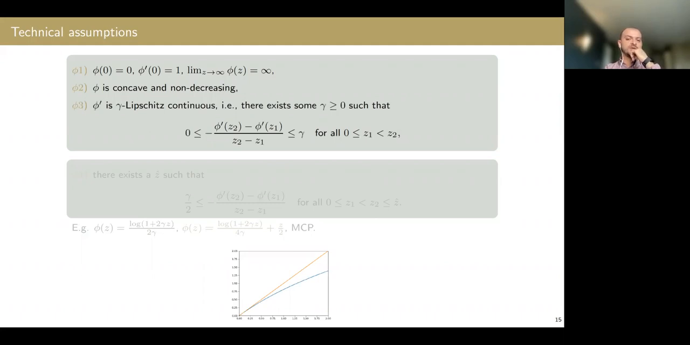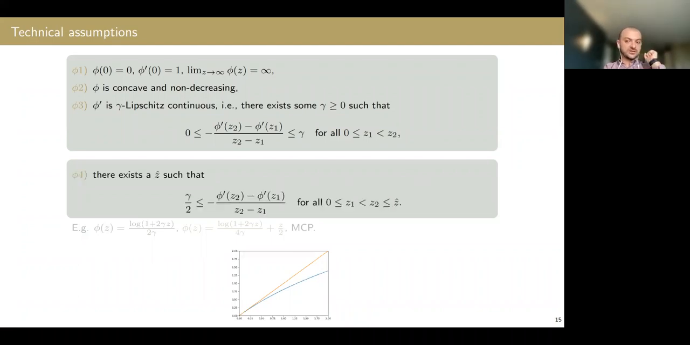So there exists a gamma bigger than or equal to 0, such that 0 is less than or equal to minus (phi prime z2 minus phi prime z1) divided by (z2 minus z1), which is less than or equal to gamma, for any z1 strictly less than z2. Okay, so the phi prime is Lipschitz continuous. This is the minimum requirement that we'll impose on the phi. In particular, L1 minimization actually still satisfies these conditions.